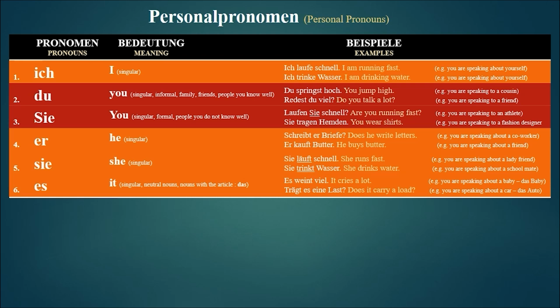We have es weint viel. It cries a lot. So probably you're speaking about the baby. And mind you, baby uses the article das. So it is appropriate to use es here. So das Baby weint viel, es weint viel.